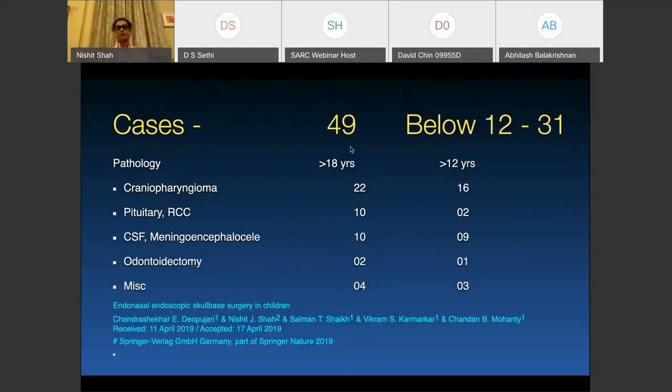When you say pediatric, it could mean anything below 18 years, but for me, pediatric really is more significant below 12 years of age, because once you're in the teenage, it's as good as having a normal adult experience with surgery. So these are about 31 cases. Cranios are the bulk of it. And then, of course, we do have a lot of congenital CSFs and meningocele. Pituitary is not very common at all, and we just had a couple of them that we've done.